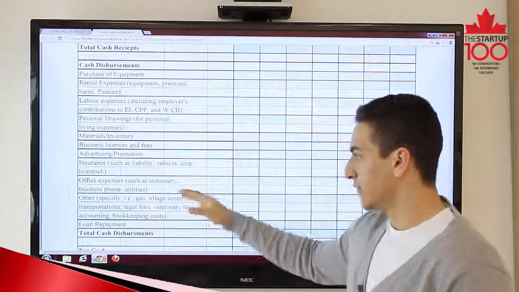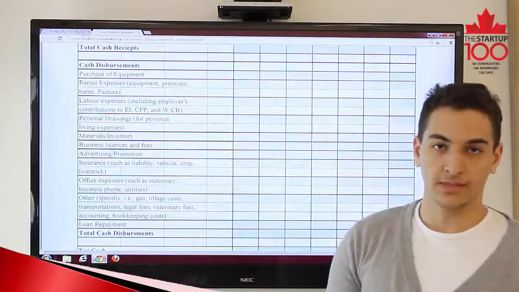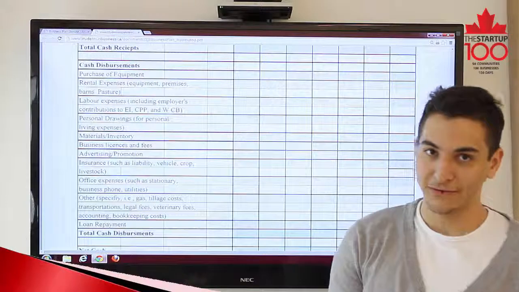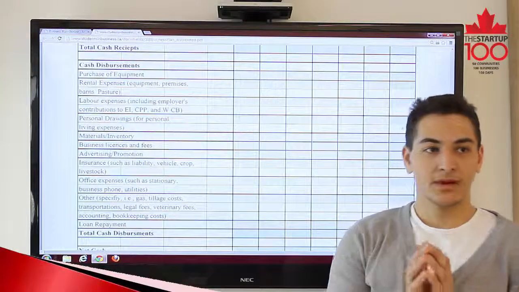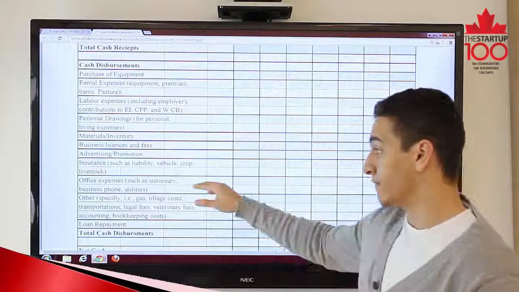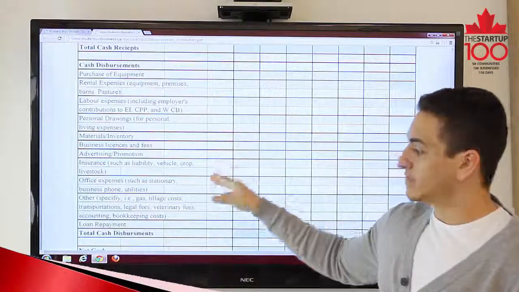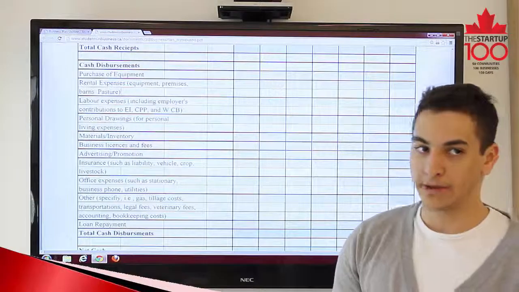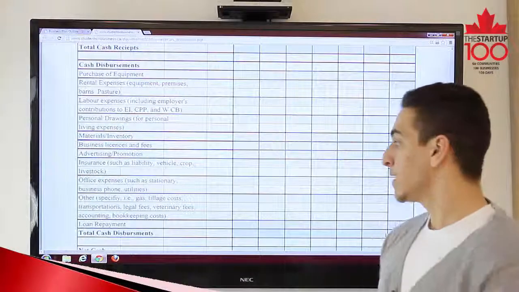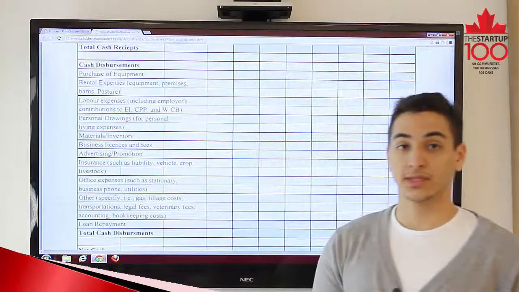Next comes office expenses. Office expenses are different from the purchase of equipment. Don't get confused. The equipment that you need to form the product is different from the office expenses. The office expenses can be, for example, your pens, papers, binders, and other things like that. Next comes other costs to your business.